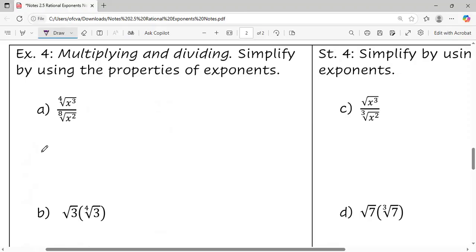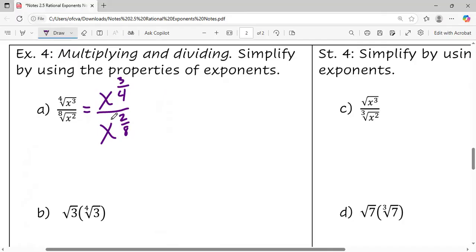So remember the properties. We can't really work with two radicals that have a different index, right? So what we want to do is turn each one into rational exponent form. Remember the index is your denominator. So this becomes x to the 3/4 divided by x to the 2/8, right? And 2/8, I want you to think ahead a little bit before you do the next step. 2/8, we can reduce that to 1/4.